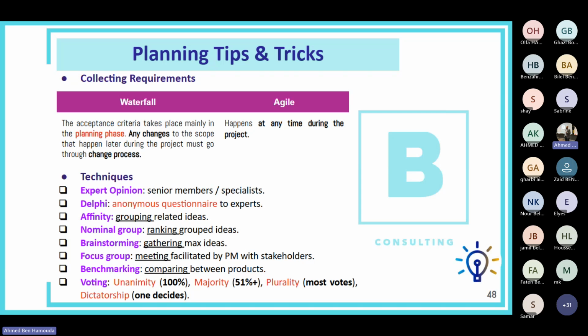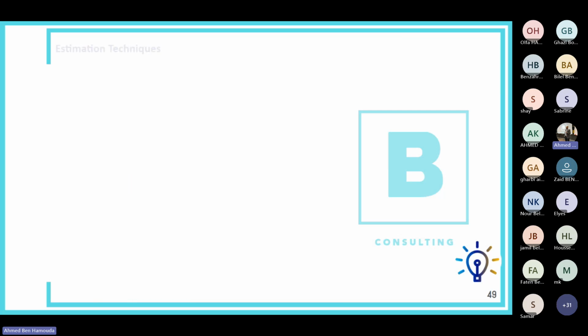The focus group, that's a meeting facilitated by a moderator, usually the project manager. Benchmarking, that's comparing between products, ideas, etc. And then also we can use voting. So there can be unanimous voting where 100% of the people agree. Voting with majority, that's 51% plus. Plurality, that's most votes that count. And dictatorship, that's only one person decides, okay, such as a project manager or a senior member, etc.